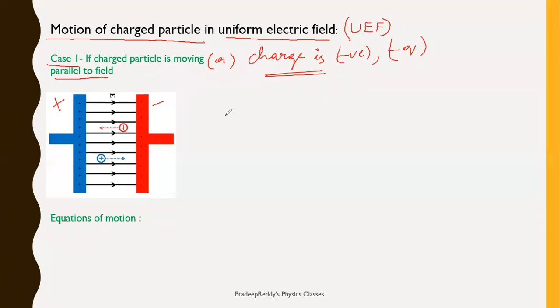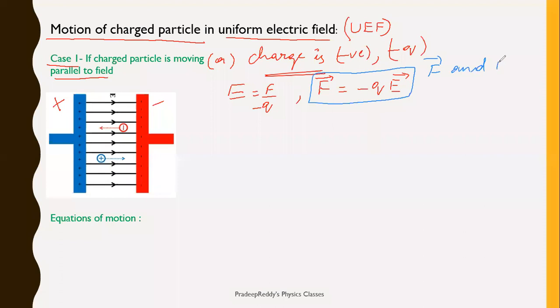Now when I am placing it in the uniform electric field, in this figure you could understand, we know that E is equal to F divided by Q, and this Q is a negative charge, so I am writing it with a minus. Then from here, F is equal to minus Q into E, both are vector quantities. Now in this particular equation, clearly F bar and E bar are opposite to each other.